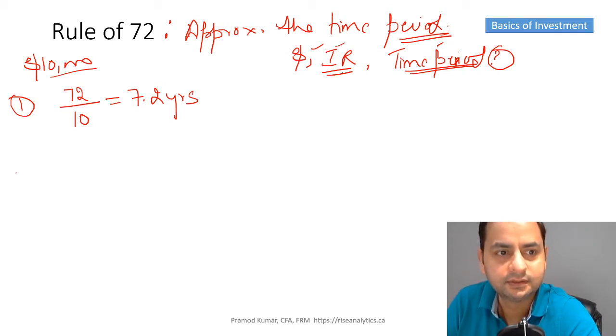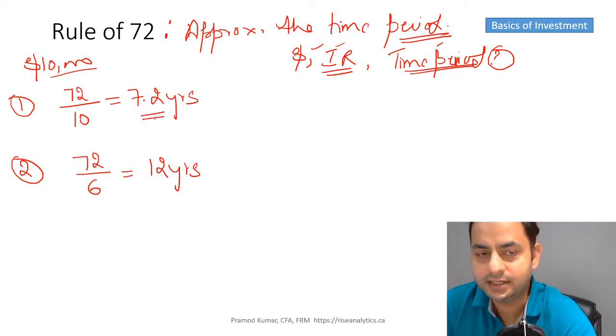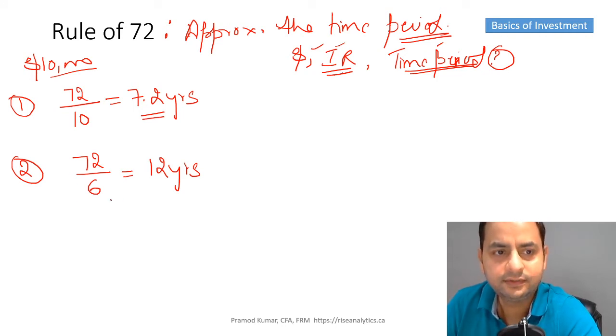Take another example. If I divide 72 by, let's say, 6, then it will take 12 years, because 6 times 12 is 72. So what it's trying to say is, if I want to double this money with a 10% interest rate, it will take approximately 7.2 years. And if I only have a 6% interest rate, then it takes me 12 years to double my money.